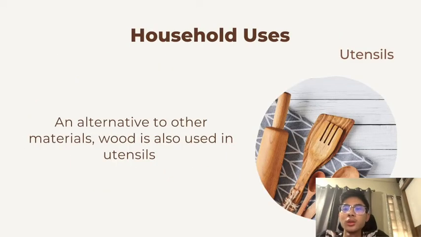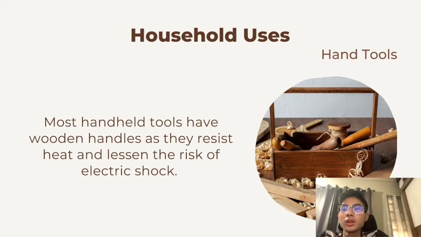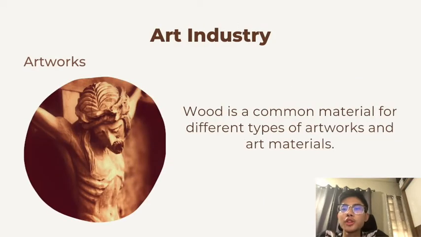Number 2. Household uses. Utensils and hand tools. For utensils, instead of using plastic or steel, wooden utensils are a sign of luxury that enhance the beauty and attractiveness of interior spaces. Hand tools. Most commonly used hand tools have wooden handles because they are heat resistant and reduce the risk of electric shock when used with electricity. Number 3.